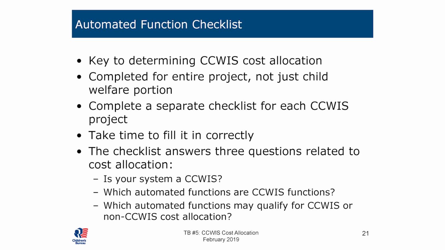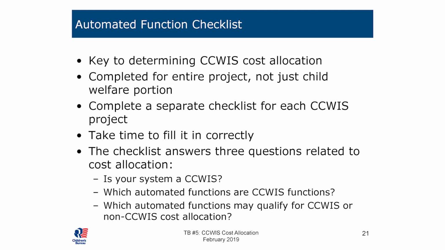As described in the technical bulletin, accurately completing the optional automated function checklist, or a checklist of your own design, is key to determining the development and operational cost allocation plans for your CCWIS project. And every CCWIS project will have a separate automated function checklist and cost allocation approaches. The checklist is key to the process because you need to refer to it in many of the steps that are outlined in the technical bulletin to develop cost allocation plans meeting CCWIS requirements. Therefore, it is important to do this analysis carefully.